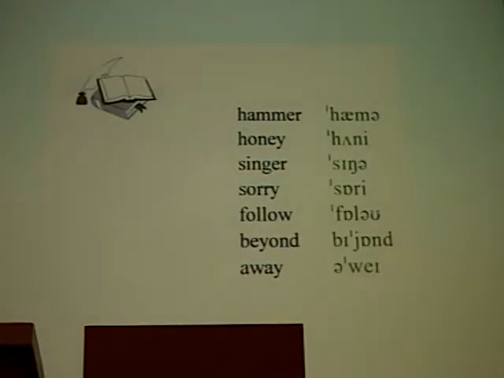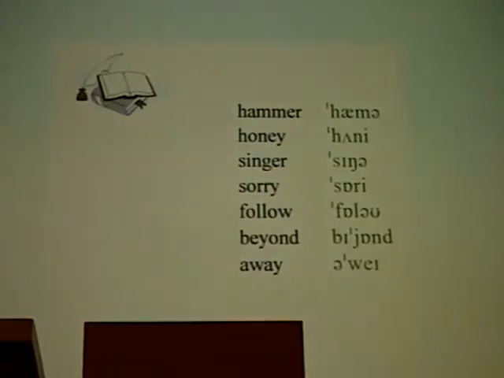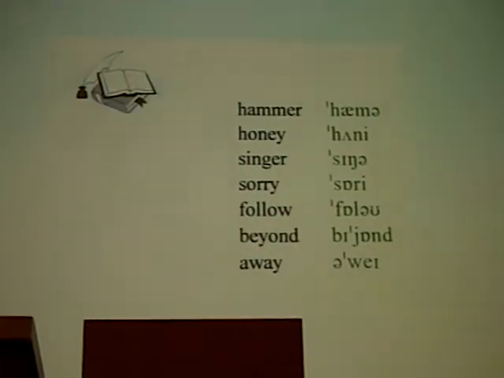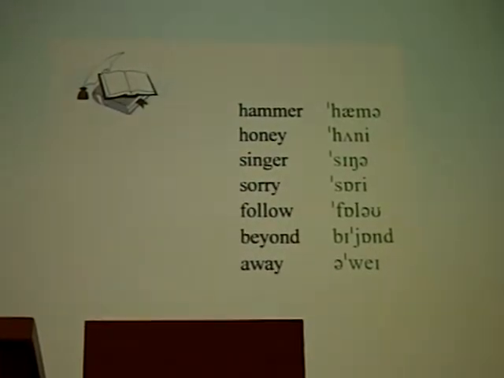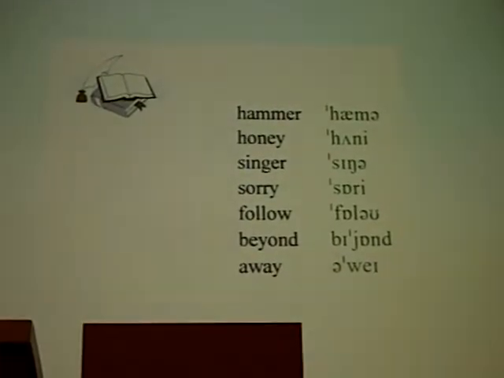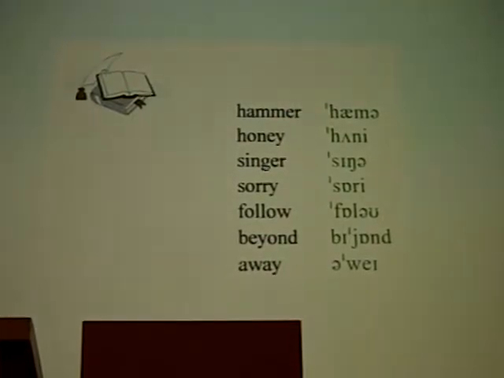Alveolar, honey. Vela, singer. Okay, distinguish those three carefully. R and L. English R is typically an approximant with the air coming over the centre of the tongue, tongue tip somewhat raised. Sorry.